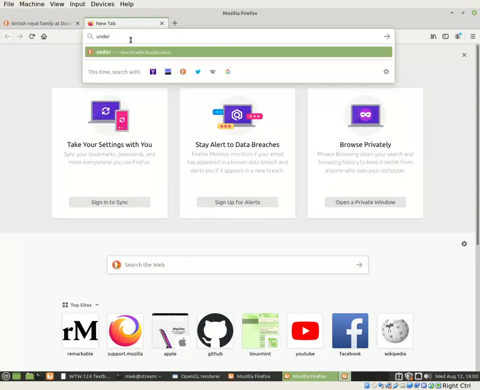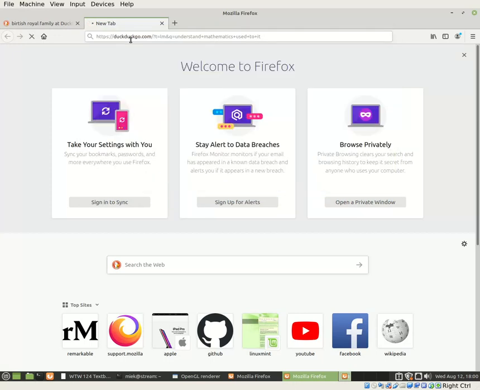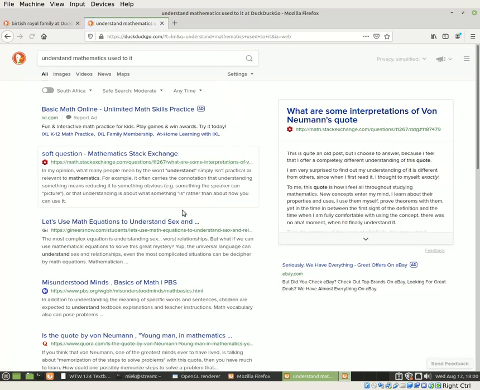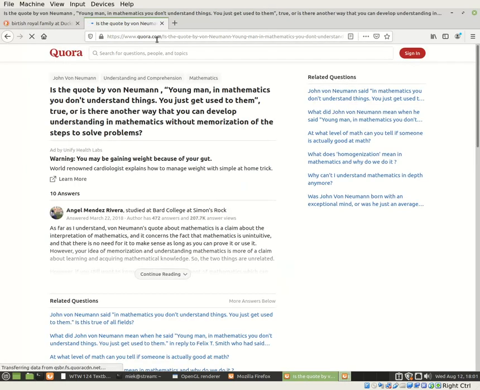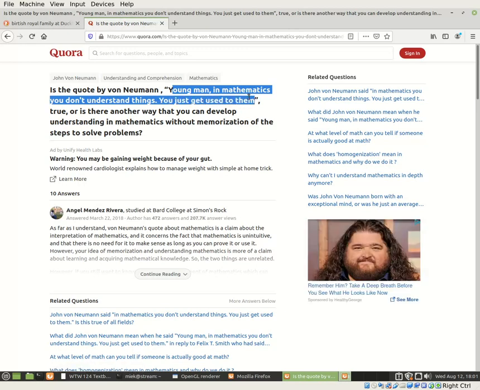Let's see if we can find it. Quote by John von Neumann. Young man, in mathematics you don't understand things, you just get used to them. So I think this is a particular case of how we get used to things.